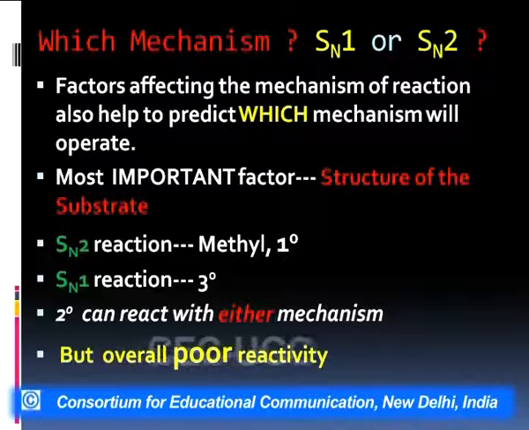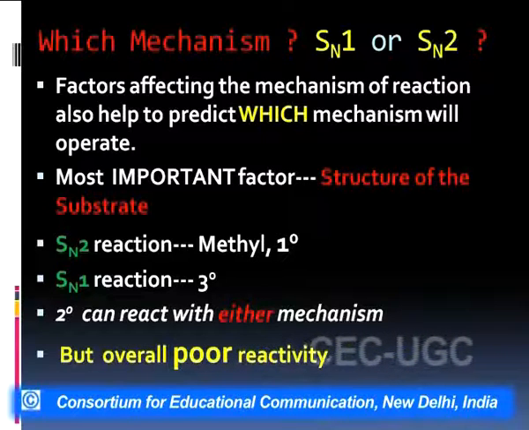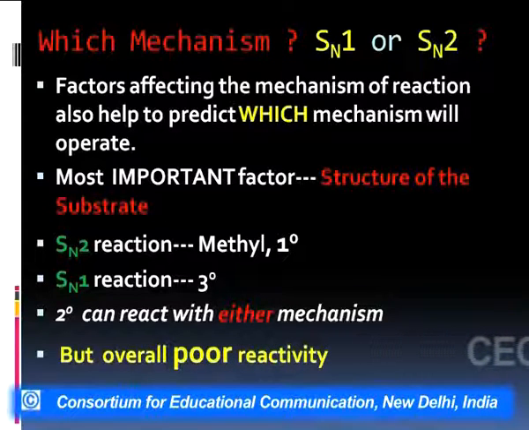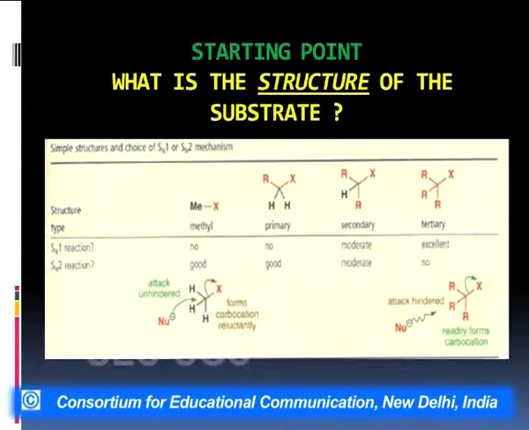So in this case, we'll be needing other factors which will influence the rate of the reaction, or which will help us in deciding whether the reaction is SN1 or SN2. So from where do we start? What is the structure of the substrate?